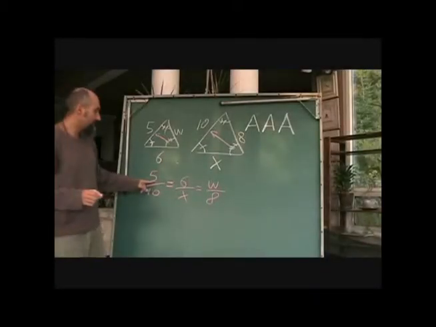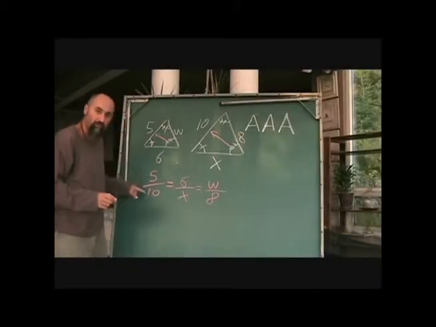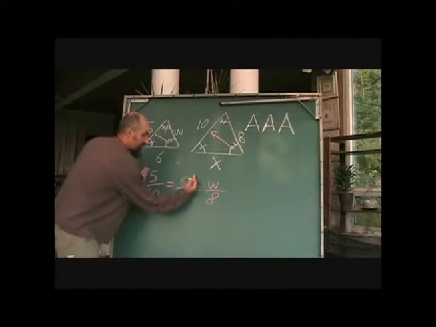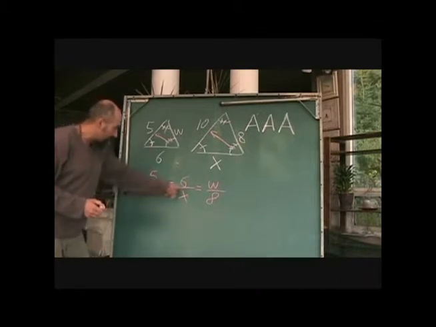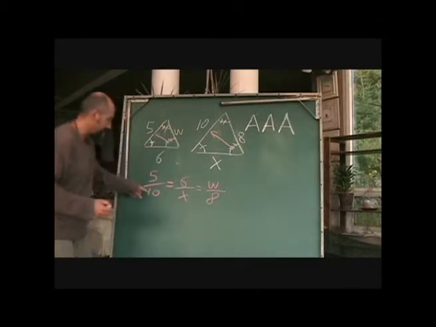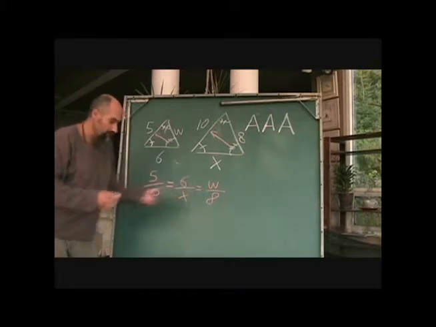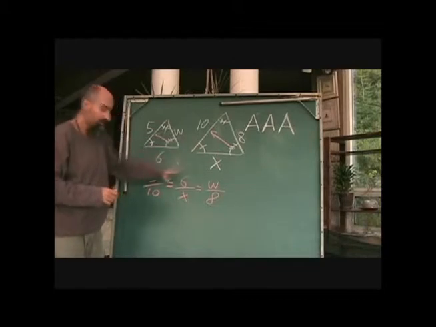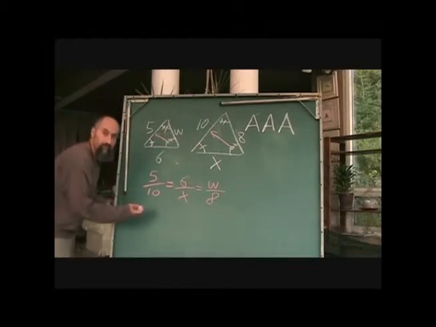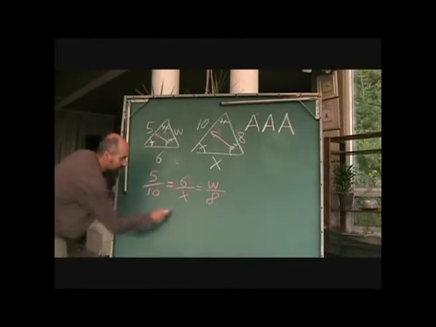Now, you can't solve this equation, all three of them in one shot, because an equation basically means you're only solving with one equal sign. So what you can do is combine these two guys to solve for x, and then combine this guy and this guy to solve for w. So what you do, to solve for w and x, is say, okay, 5 over 10 is equal to 6 over w.